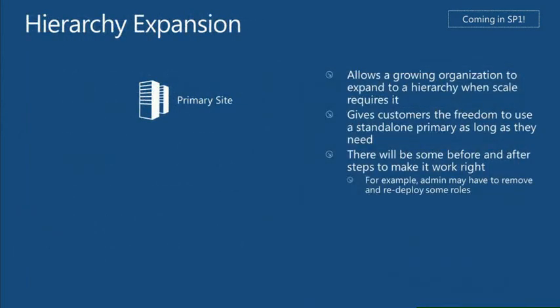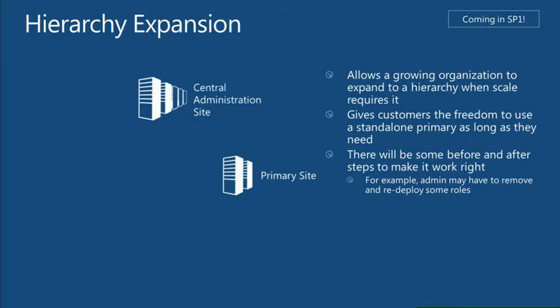And then, as John just mentioned, hierarchy expansion. Today, you can't add a standalone primary site to a hierarchy. Once you install it as a standalone primary, you're stuck. So what we're allowing you to do in the Service Pack 1 release is to take that standalone primary site, upgrade it to Service Pack 1, install a brand new central administration site, attach this primary site to that brand new central administration site, and now go ahead and install a brand new primary site, and then you'll have a full hierarchy with global data replication and site data replication as appropriate.